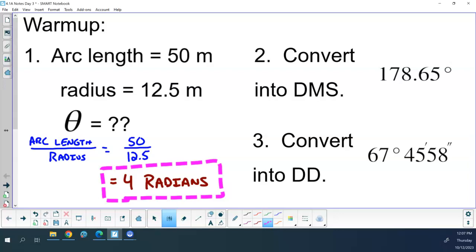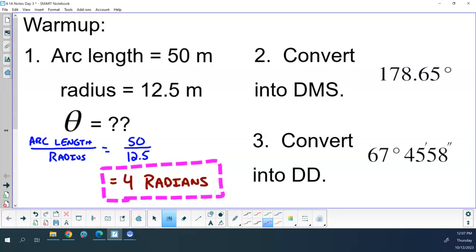It is. Radian is the angle measure. Radius is a length. Yeah. Should we do 4 rads? You could do 4 rads. You could do 4 with a little r. All those are the same.